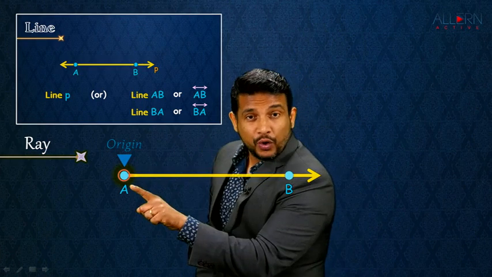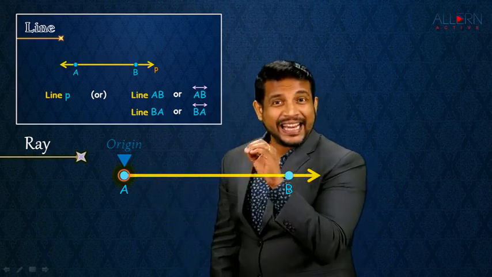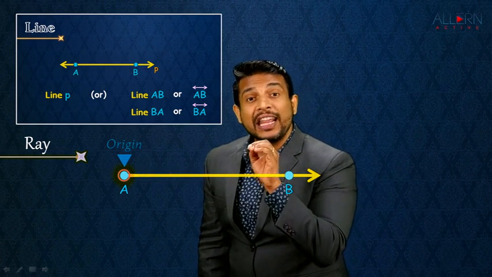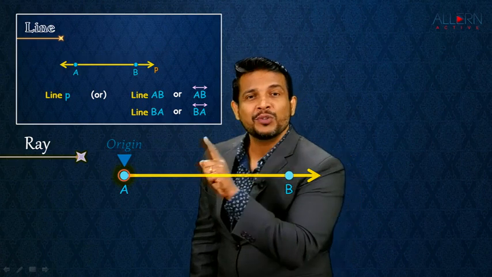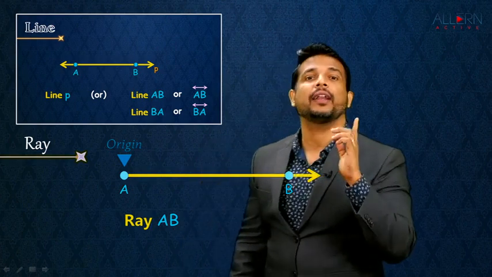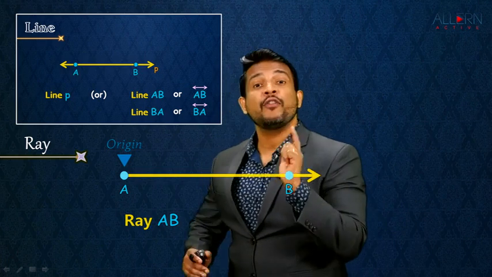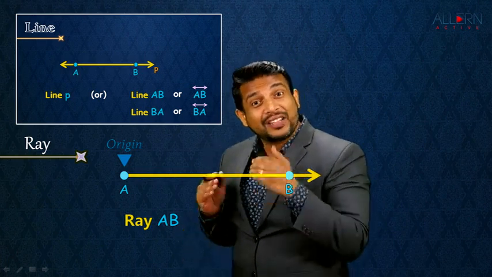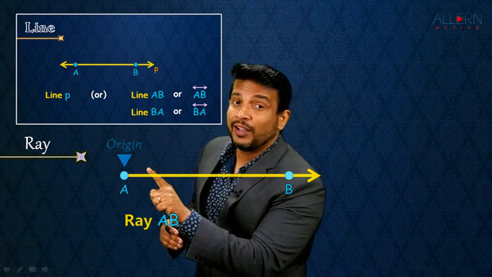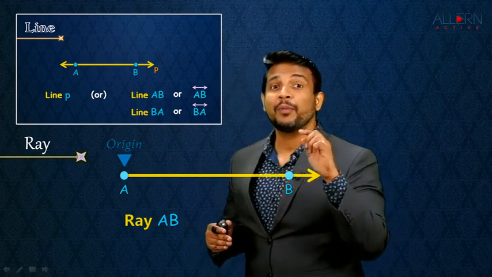It starts from the origin and moves infinitely in the direction of B. When we name this ray, a ray is always named starting with its origin. So what is the origin? Origin is A. So when we name this, we name it ray AB. Very critical. We can never call it ray BA, because whenever we name a ray, it always has to be named starting with the origin. Origin is A. So remember that. Be careful. A line AB can be called line BA. A segment AB can be called segment BA.